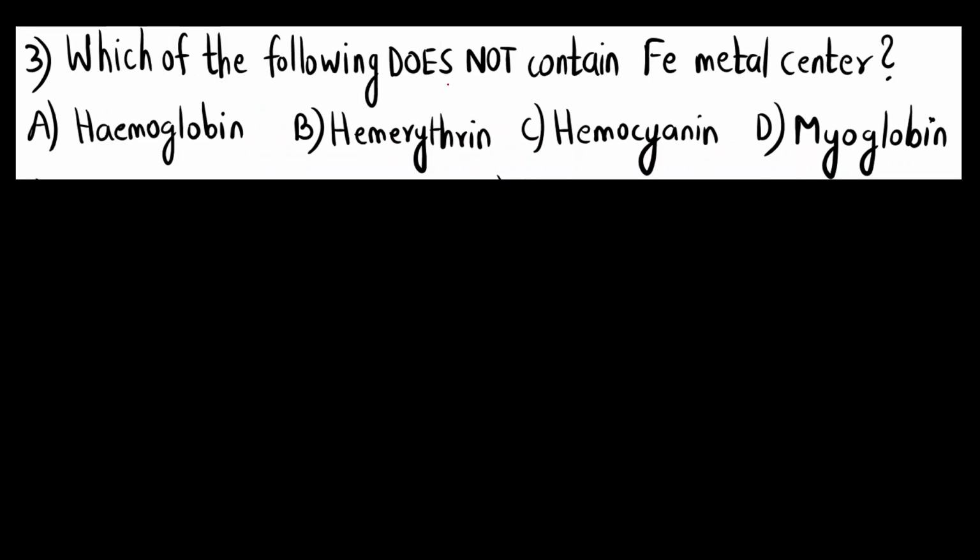Third one: which of the following does not contain an iron metal center? It is from bioinorganic chemistry. We know hemoglobin has iron. One subunit of hemoglobin is called myoglobin, so myoglobin also has iron. Hemerythrin also has iron. What does not have iron is hemocyanin, that is, it has copper. So the correct answer is option C.